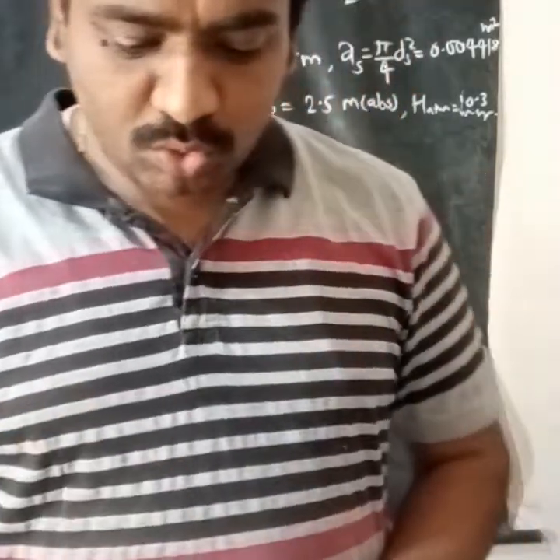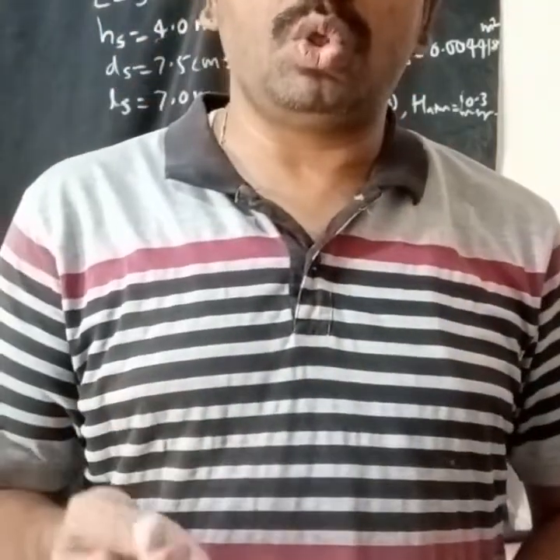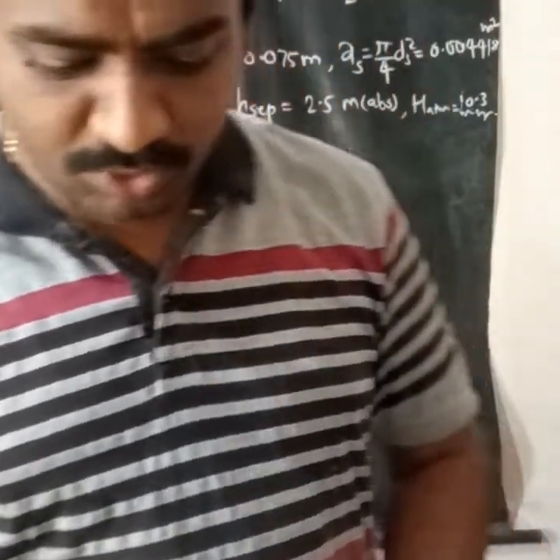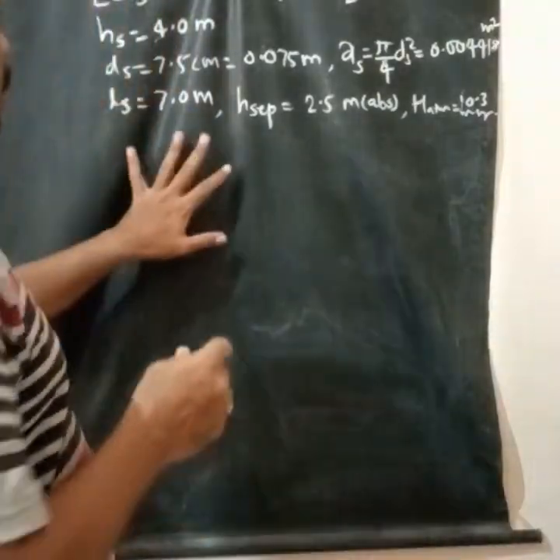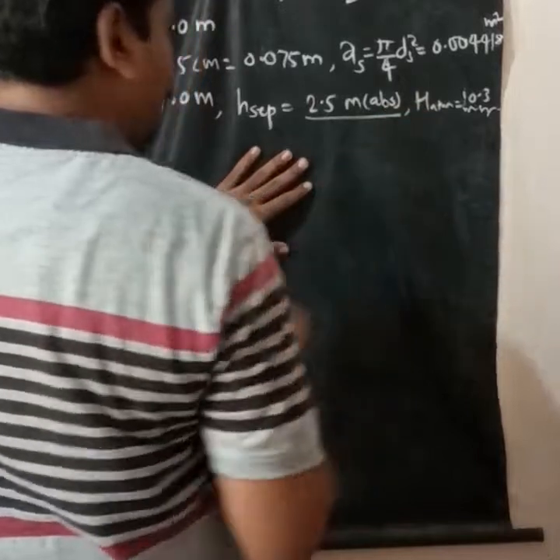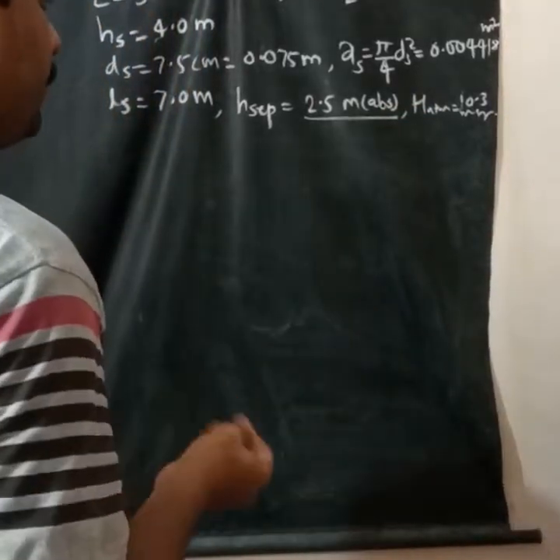So it should go up to what? It should go up to the separation, H separation value of it. So we can write this H separation will be equal to what? Here the absolute value of the separation, H separation, is mentioned. So we require the absolute value of that pressure.